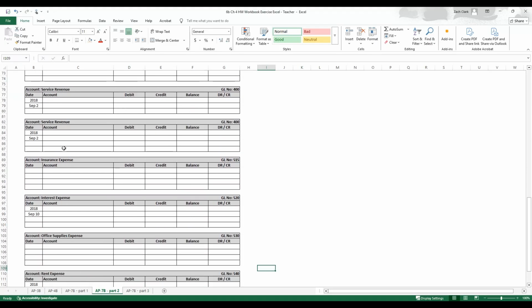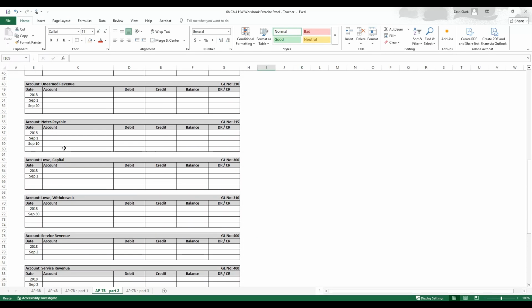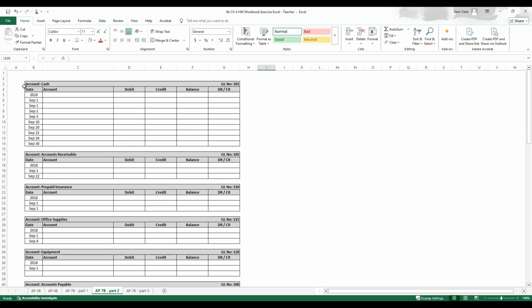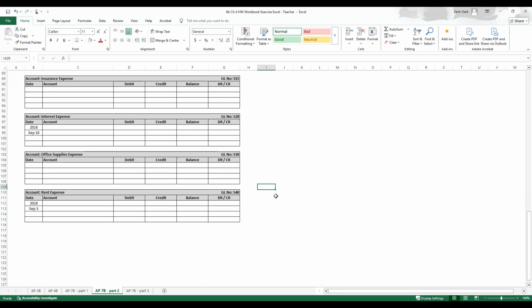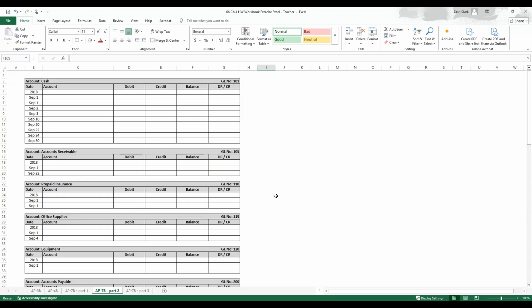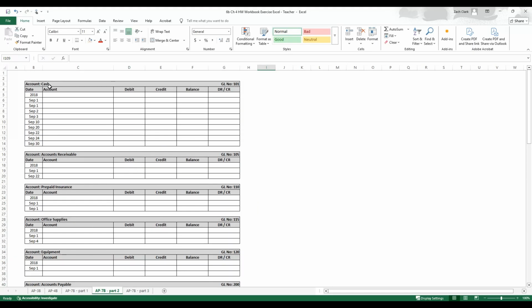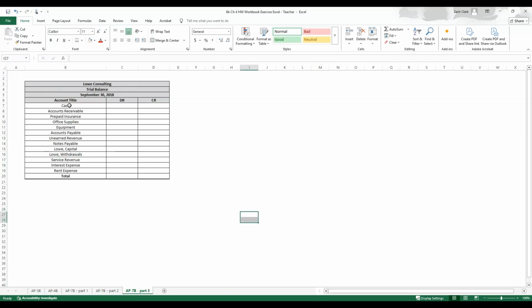So we've got a whole listing of ledgers for all the different accounts. You can kind of think of this whole set of accounts as the general ledger, and then each individual account will have its own ledger. So cash here has its own ledger, accounts receivable, so on and so forth. And then the final section will be to use the ledger account ending balances to create a trial balance here and make sure that all of our debits and credits balance.